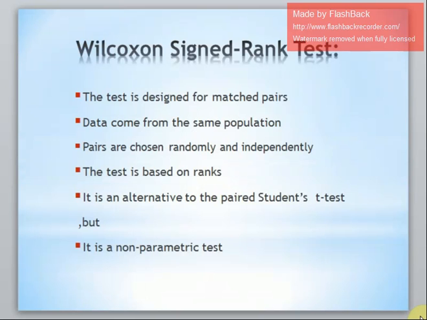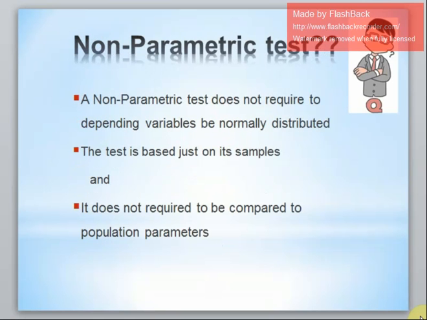The test is based on ranks. It is an alternative to the paired student t-test, but it is designed for non-parametrics. So you may be curious, what is a non-parametric test? A non-parametric test does not require two dependent variables to be normally distributed. The test is based just on its samples, and it does not require to be compared to the population parameters.